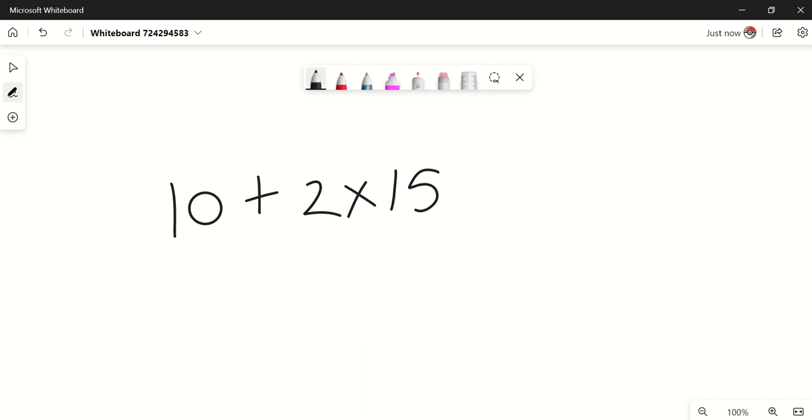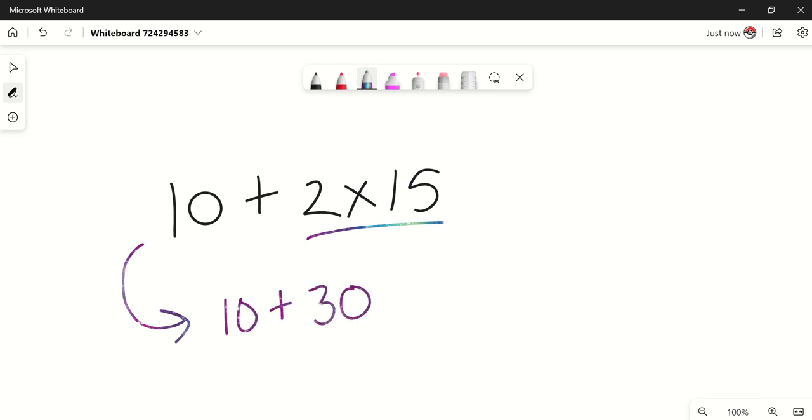Exponents, there are none. Multiplication and division, there is, right here. I'm going to rewrite my expression. This will be 10 plus 2 times 15 will be 30. And then there are no more multiplication or division. There are only addition and subtraction. I will add 10 plus 30, which will equal 40. So my answer to this question is 40.